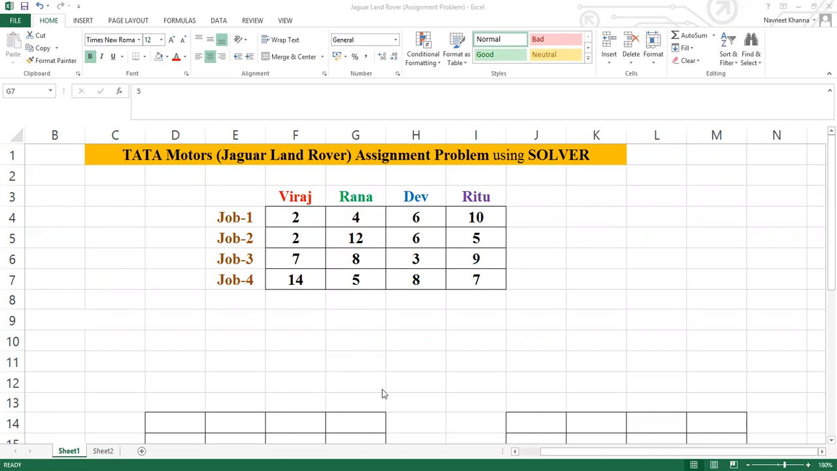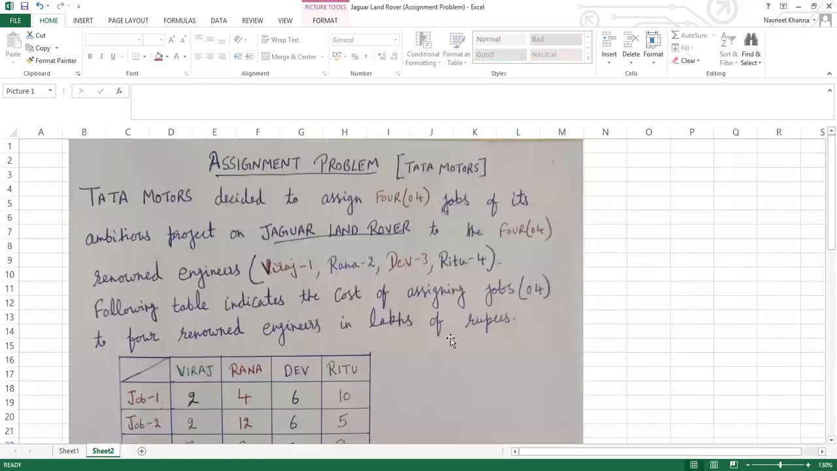So, friends, in the last lecture, we started an important topic on the assignment problem, right? If you remember, the problem was like that. Tata Motors decided to assign 4 jobs of its ambitious project on Jaguar Land Rover to 4 renowned engineers. The names of the 4 renowned engineers were Viraj, Rana, Dev, and Ritu. The following table indicates the cost of assigning the 4 jobs to the 4 renowned engineers in lakhs of rupees.